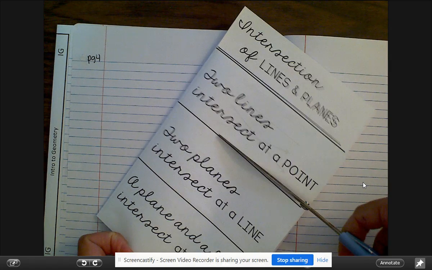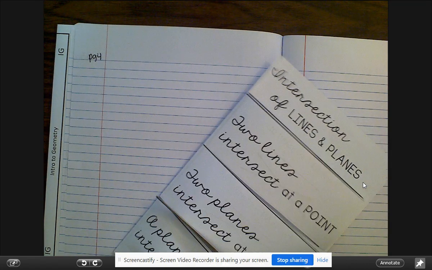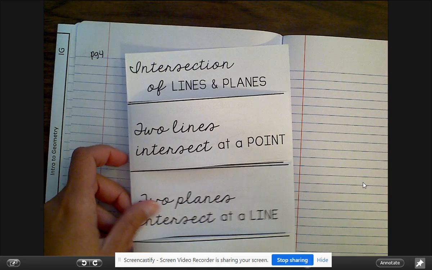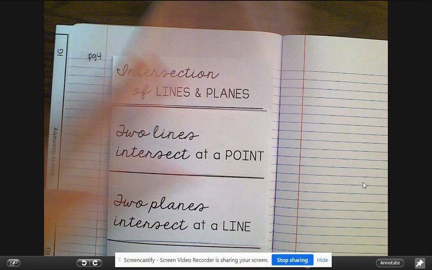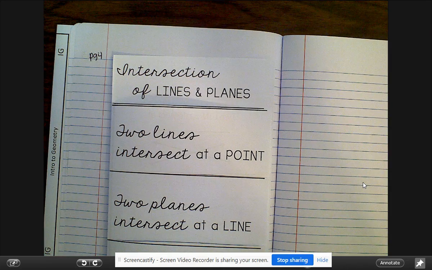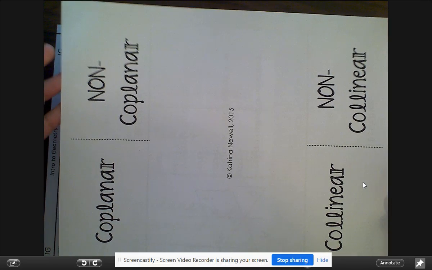And then if you want to be super cute, you can cut out doors again. It's up to you. So we have little doors. And that is going to go on page 4. Lost my tape. And then the next page that we should have in our packet looks like this. It says coplanar, non-coplanar, collinear, non-collinear.